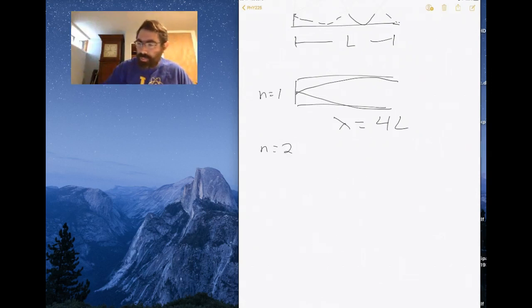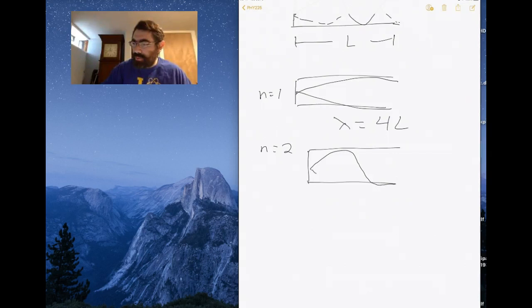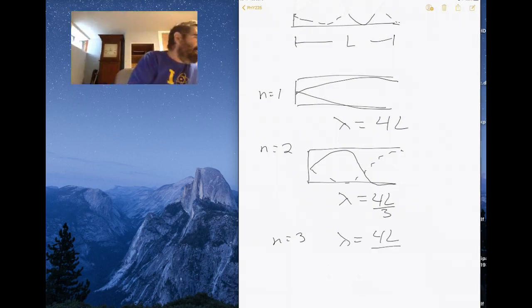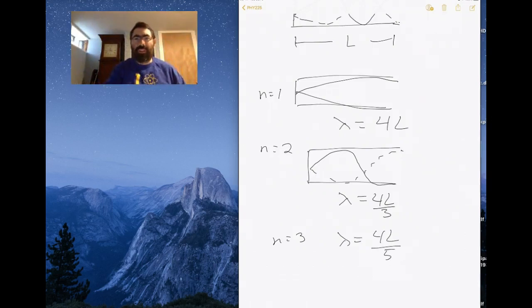For n equal 2, now we get 1.5. Like this, and so the wavelength, if we were to extend the pipe to get the full wavelength, it would be 4 times the length divided by 3. For n equal 3, you could draw it out, but what you would have is 4 times the length divided by 5, etc., etc.